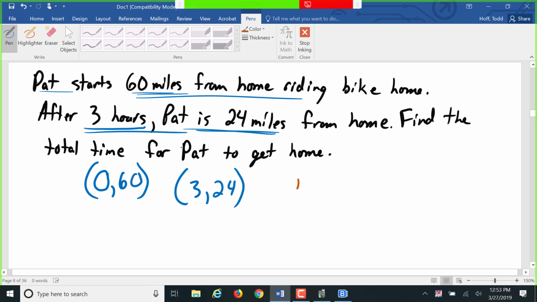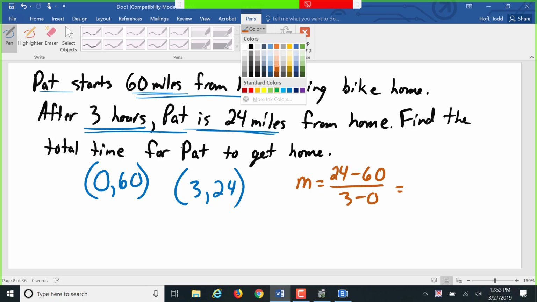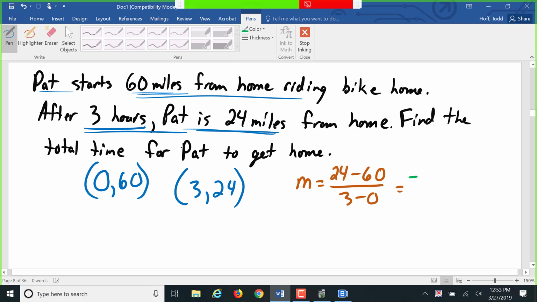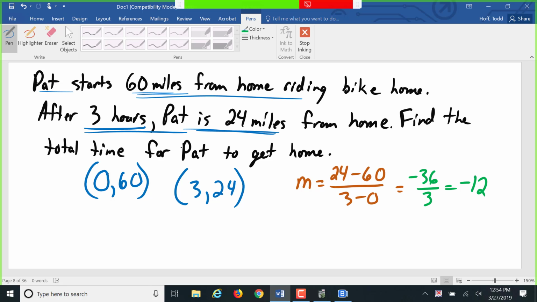First, we're going to find our slope. Well, 24 minus 60 over 3 minus 0. 24 minus 60 is negative 36. 3 minus 0 is 3. That's a slope of negative 12. So Pat is traveling at an average of 12 miles per hour towards home. His distance, the negative means the distance is getting smaller.